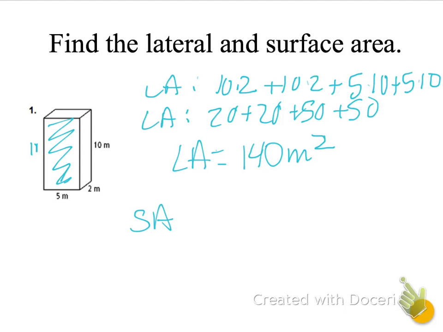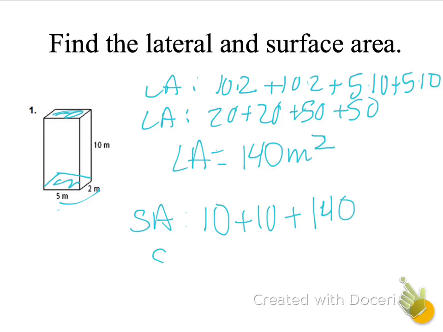So the surface area, we just need to find the area of the top and bottom and add them together. So if I drew this, we have a rectangle again, so 5 times 2. But there's 2 of them because top and bottom here. So 10 plus our outside that we already found, that lateral, so 140. So my surface area is going to be 160 meters squared.